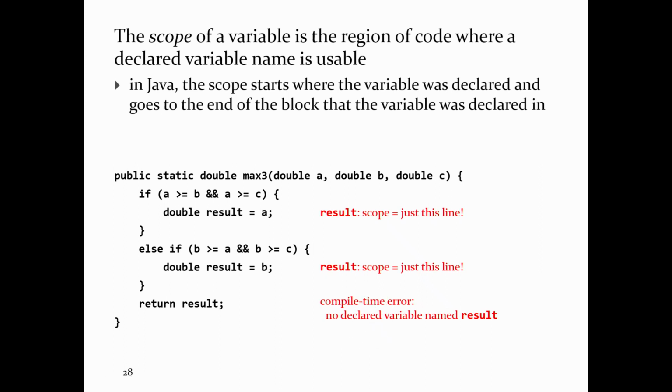So this code, the if part of this will all compile. It's the returning the result part down here that doesn't compile. So you have to pay attention to scope. You have to pay more attention to scope in Java than you do in Python.